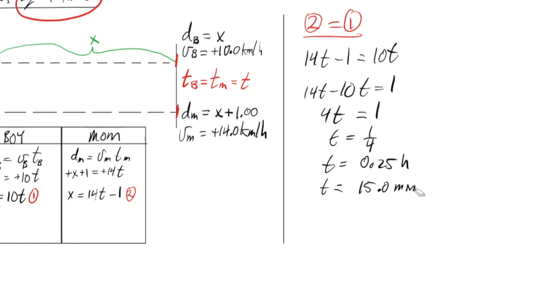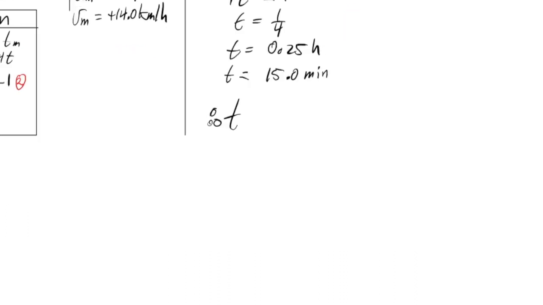And my minutes look like millimeters. Let me try that again. That's better. All right. So they meet after 15 minutes. Actually, hold up. The mom takes 15 minutes to meet up with the boy. But the boy already had a head start of 6 minutes. Remember that. So for the boy, this is an additional 15 minutes from that original 6 minutes. So from his perspective, he's been running for 21 minutes. All right. So therefore, the time for mom is equal to 15 minutes.